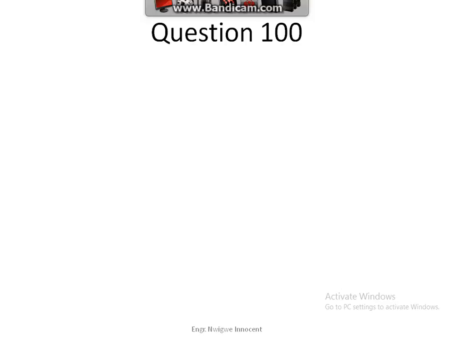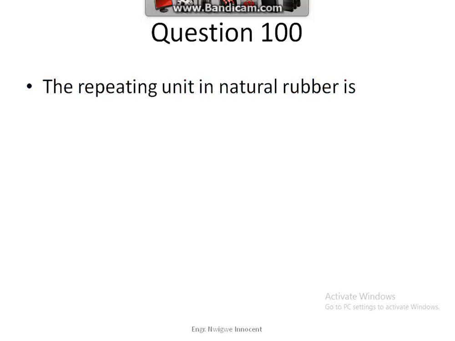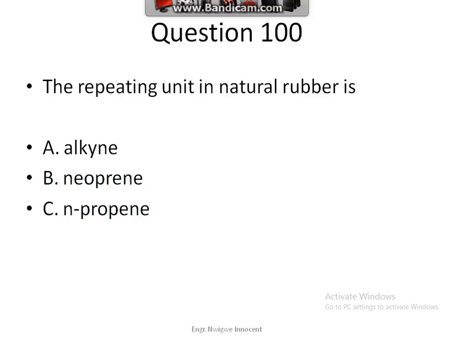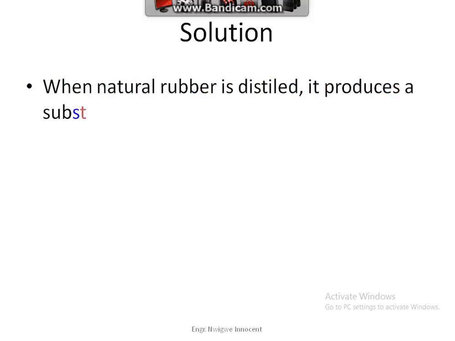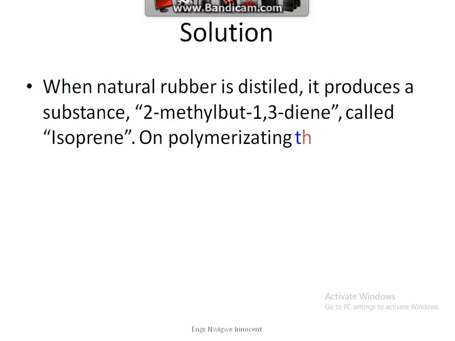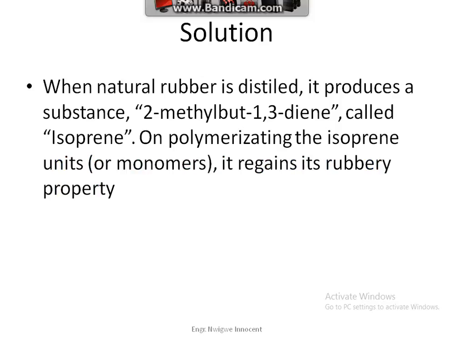Question 100. The repeating unit in natural rubber is A. Alkyne, B. Neoprene, C. N-propene, D. Isoprene. Solution. When natural rubber is distilled, it produces a substance, 2-methyl-but-1,3-diene, called isoprene. On polymerizing the isoprene units or monomers, it regains its rubber property. Therefore, the answer is D.